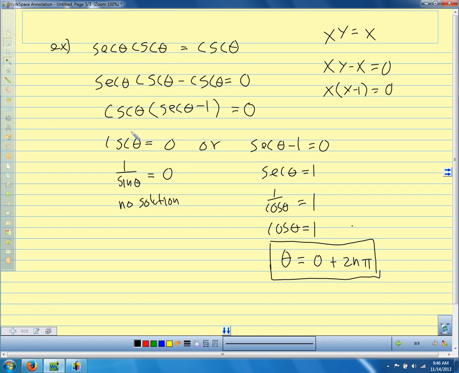So we started with one equation, ended up with two equations. One of them didn't give us a solution. The other one did.